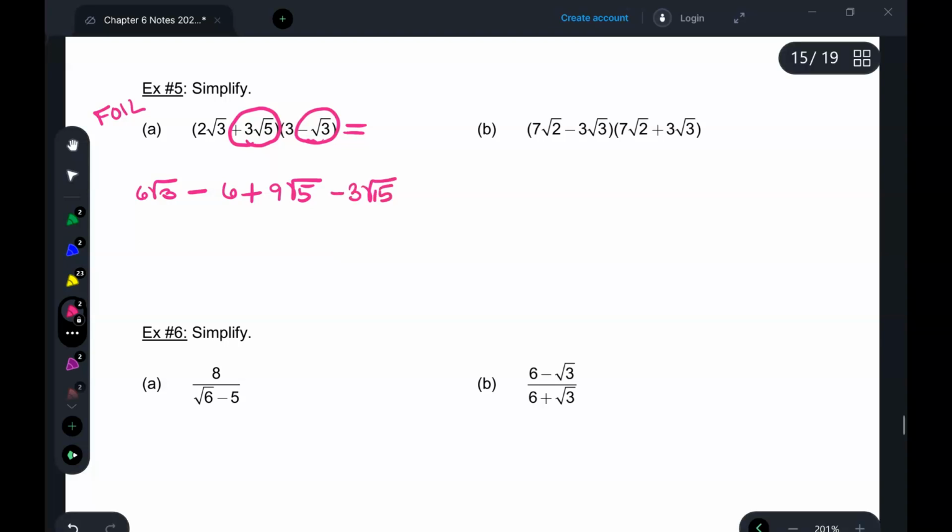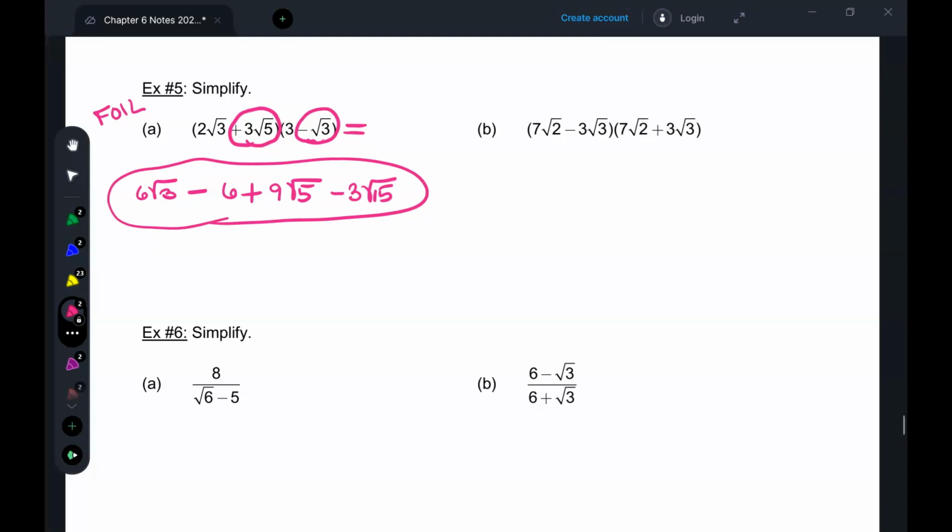Now, can we combine? No, thank goodness. Okay, we're done. We could just leave it like that. It's a messy looking answer, but there's no like terms. Nothing has the same number under the radicals, so we're just going to leave that. They're all different. This one has a radical 3, this one doesn't.